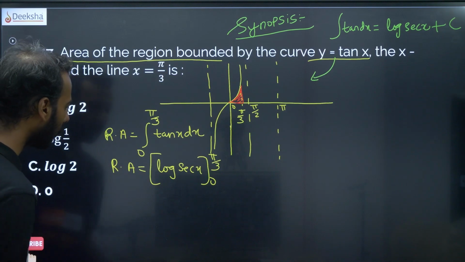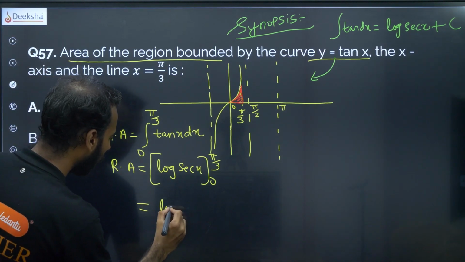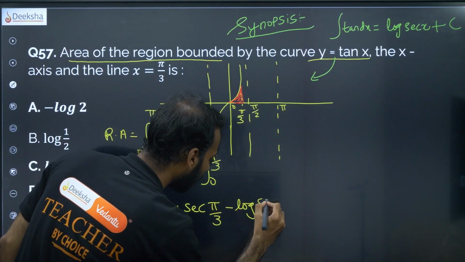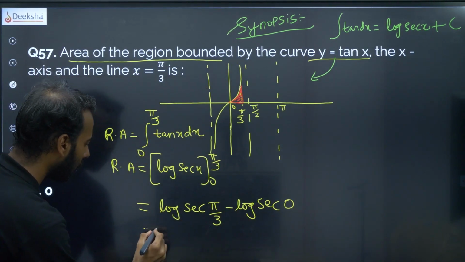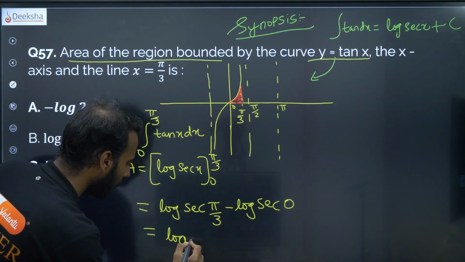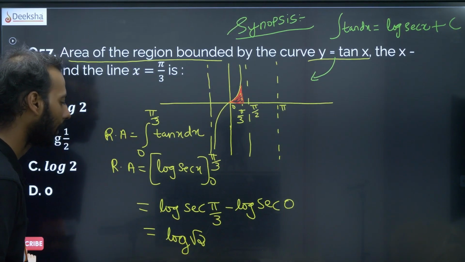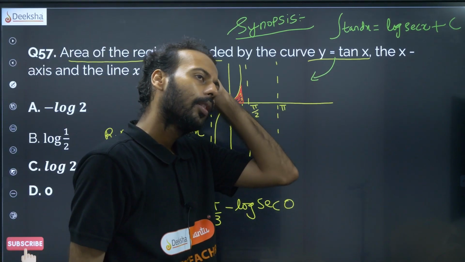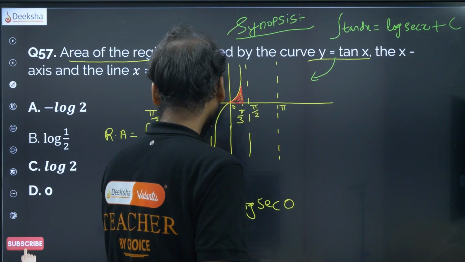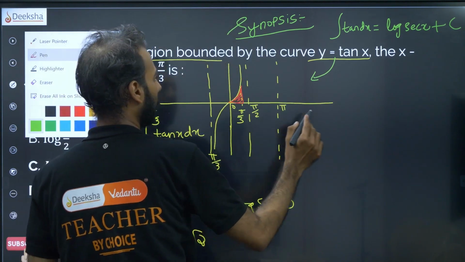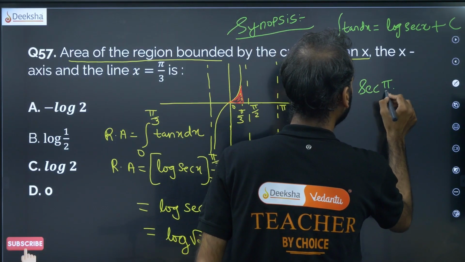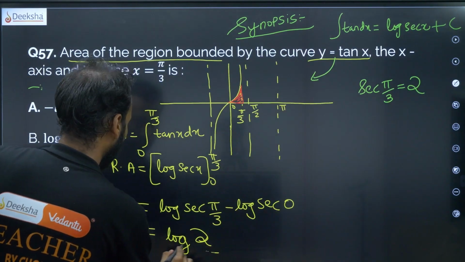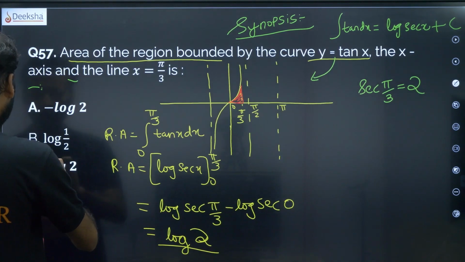So the required area is equal to log of secant pi by 3 minus log of secant 0. Secant 0 is 1. What is the value of secant pi by 3? Cos pi by 3 is 1 by 2, so secant pi by 3 is 2. So the answer is log 2. Any option with log 2 is the answer.